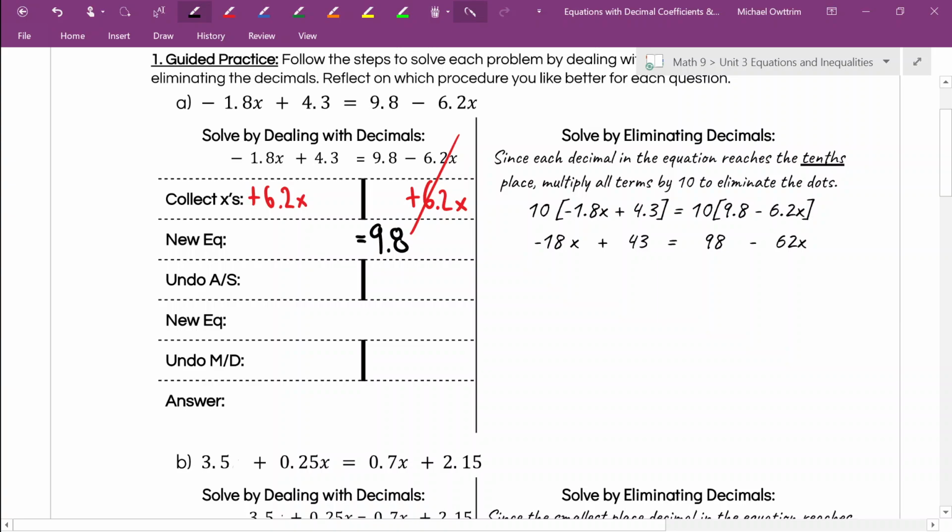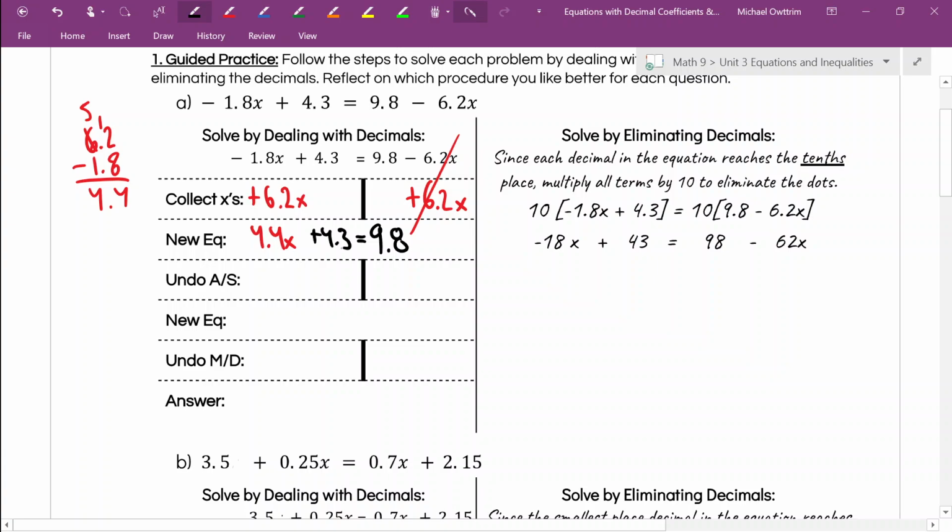On the other side, we do need to think about our integers here. So remember when we add integers with different signs, we've got negative 1.8 and plus 6.2. We're actually going to subtract those numbers. So to do the subtraction, we need to borrow, and we get 4.4. Now the positive team was bigger, so this will be positive 4.4x. And we do still have our constant there of 4.3.